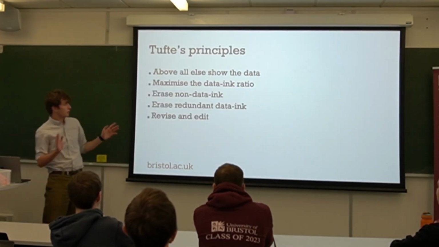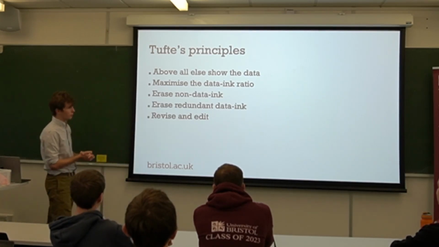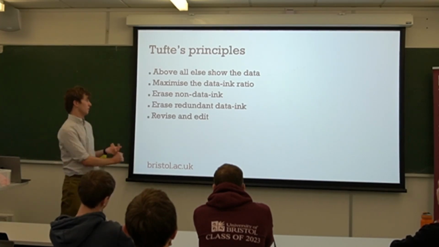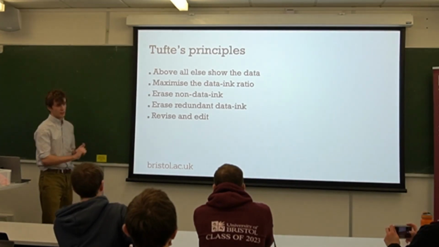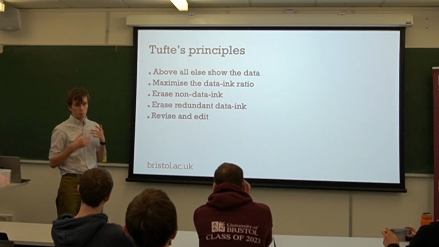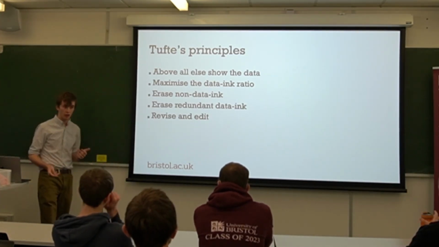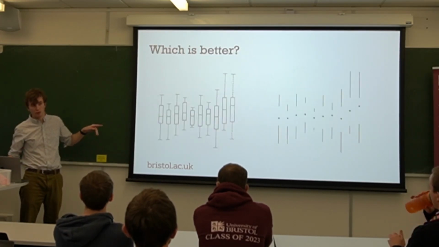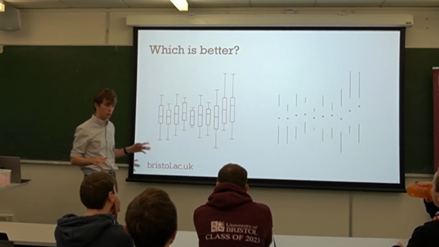And cool. So Tufte came up with five principles for graphs: above all else, show the data, maximize the data-ink ratio, erase non-data ink, erase redundant data ink, and then revise and edit. Data ink, by that Tufte means anything on the graph that's showing the data. So ignoring these principles, we're going to rattle through a few of his graphs, and you're going to tell me which one you think is better.